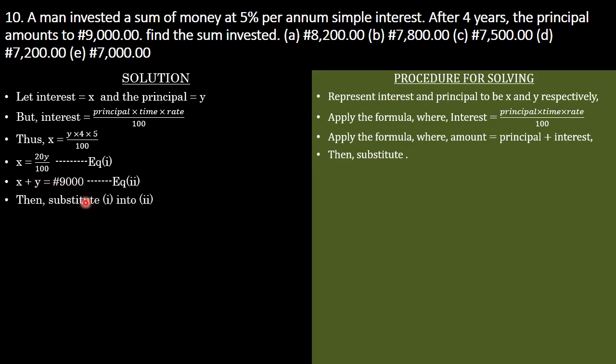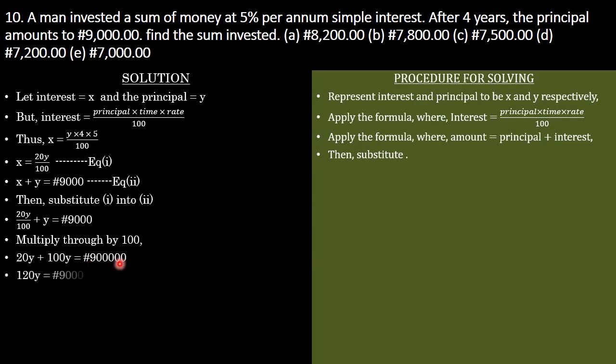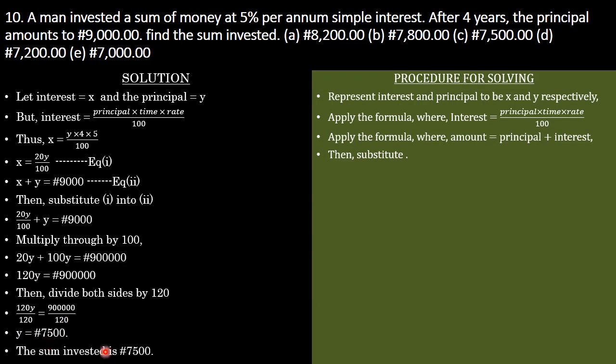Then let's substitute equation 1 into 2. We now have 20y over 100 plus y is equal to 9,000 naira. Then multiply through by 100. We have 20y plus 100y is equal to 900,000 naira. We have 120y is equal to 900,000 naira. When you divide both sides by the coefficient of y, y is equal to 7,500 naira. The sum invested is 7,500 naira.